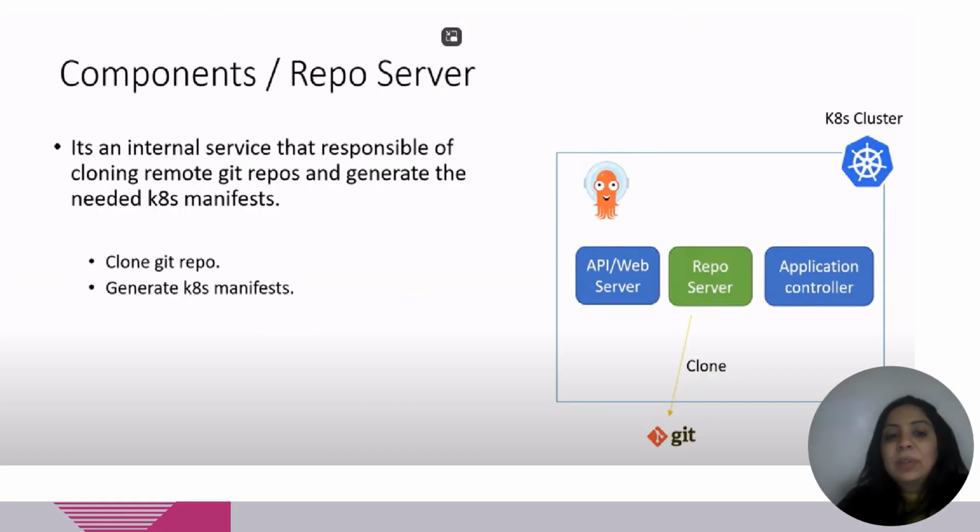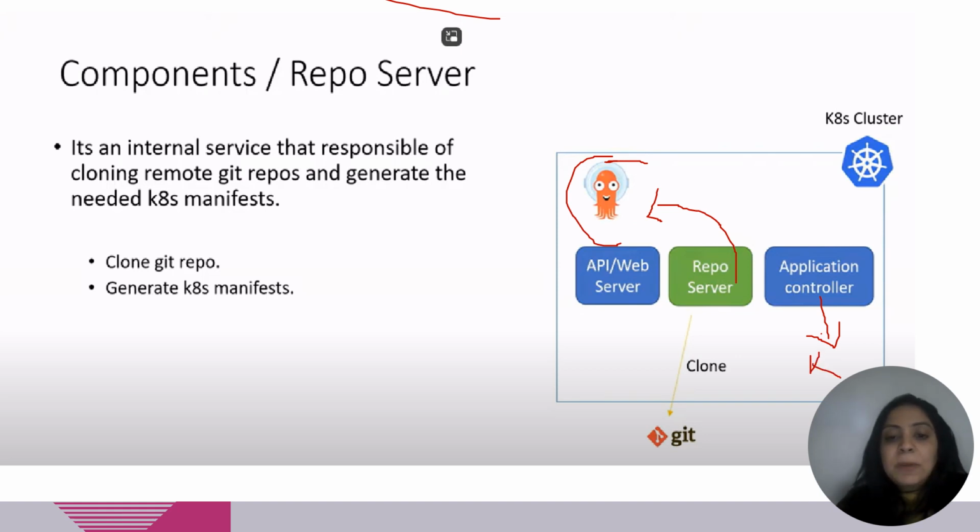So now I will talk about my component which is the repo server. As I had discussed, my GitOps tool will have to make sync between my Git and my Kubernetes server. So the repo server is responsible to get the data from my Git and the application controller is responsible to get the data from my Kubernetes to get things in sync.